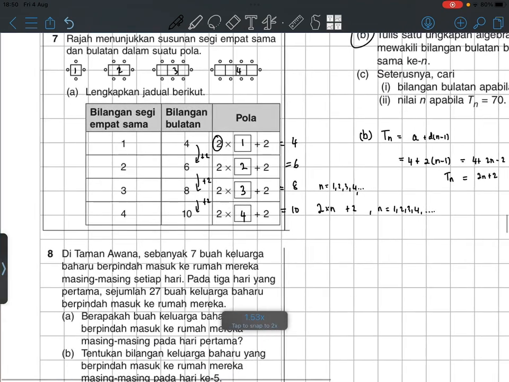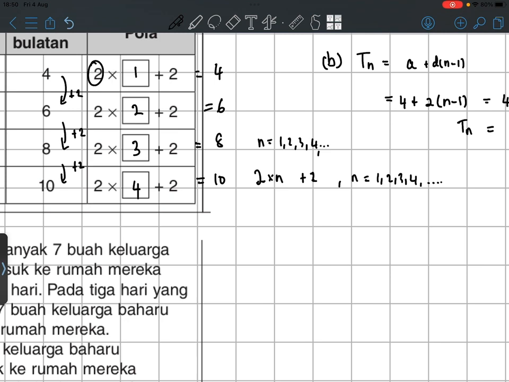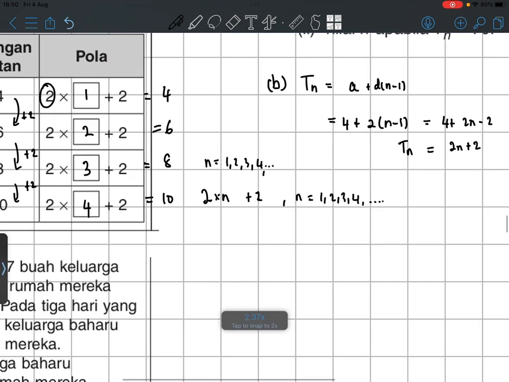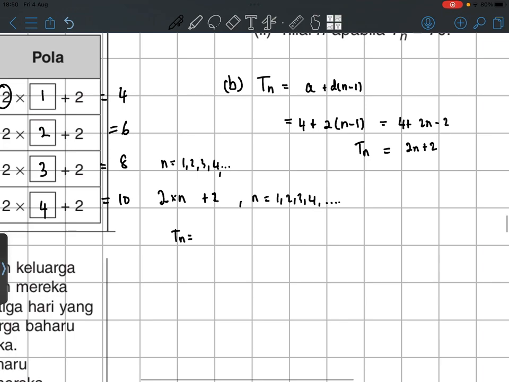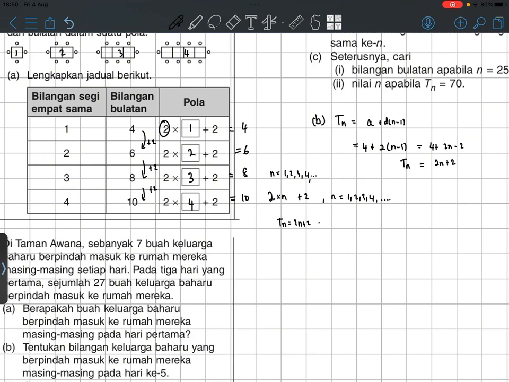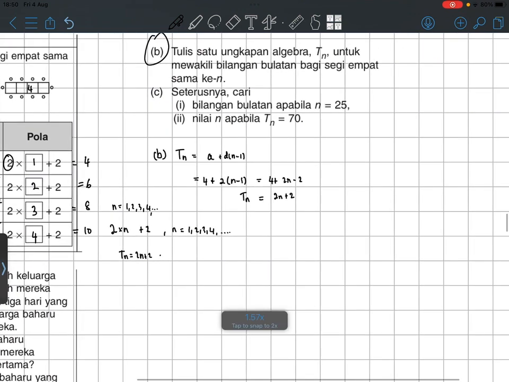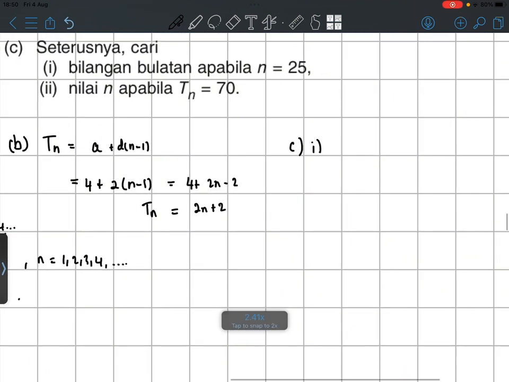So n is equal to 1 2 3 4 and dot dot dot. So n is basically the number of squares. You can replace the number of squares with n, so 2 times n plus 2, so you get the same result. So Tn is 2n plus 2, by observing the pattern only. Alright, so for question C, we need to find the number of circles when n equals 25. So just substitute n is 25. So 2 times 25 plus 2, so this is 52.